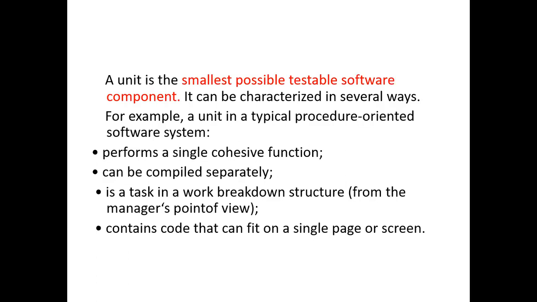Unit is the smallest possible testable software component. It can be characterized in several ways. For example, a unit in a typical procedure oriented software system: first, it performs a single cohesive function. It can be compiled separately. It is a task in a work breakdown structure from the manager's point of view. It contains code that can fit on a single page or screen.